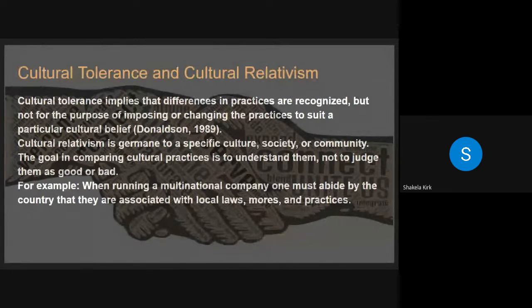Cultural relativism is tied to a specific culture, society, or community. The goal in comparing cultural practices is to understand them, not to judge them as good or bad. For example, when running a multinational company, one must abide by the local laws, mores, and practices of the country they are associated with, meaning that you won't go to Saudi Arabia and sell and promote short, revealing clothes, due to the fact that women there are not allowed to wear these types of clothes.